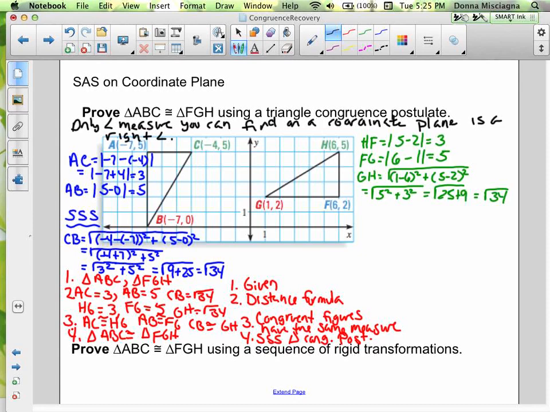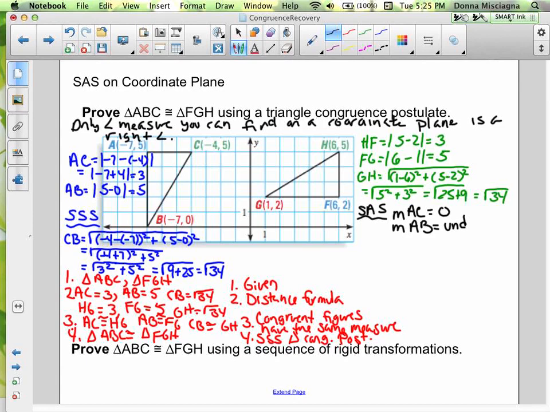So let's find the slope. And we don't even need to use the slope formula. So this is going to be for side, angle, side. We're going to add just one more thing. And the one thing we need to have is the slope of the sides that make up angle A and make up angle F. So we need the slope of AC. Well, that's a horizontal line, so that slope is 0. How about the slope of AB? Well, that's a vertical line, so that slope is undefined.